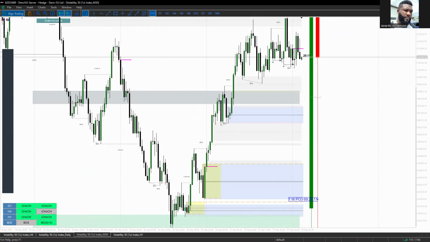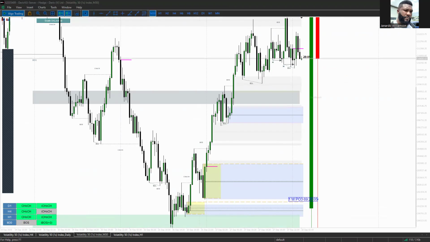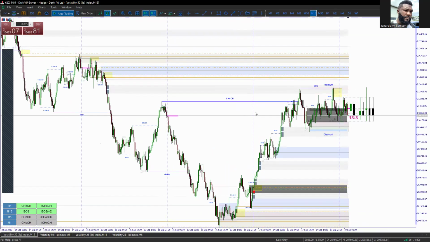Let me go to the 15 minutes time frame. On the 15 minutes time frame, this is what it looks like. We came back down to test this demand and we just bounced right up. Now, if you didn't get a chance to get in here, there was seldom any opportunity for you to get in further up on this pair today.